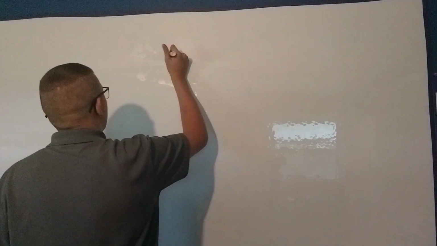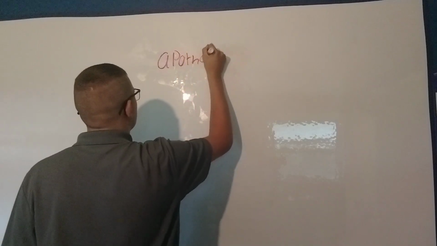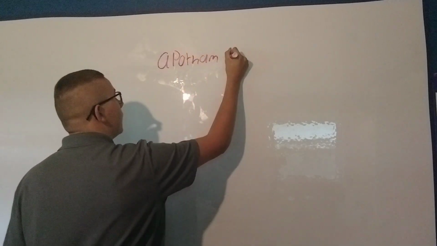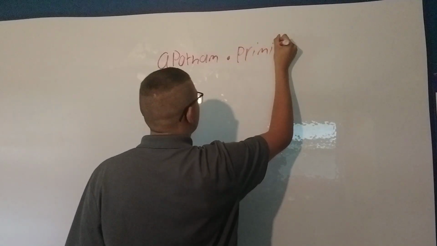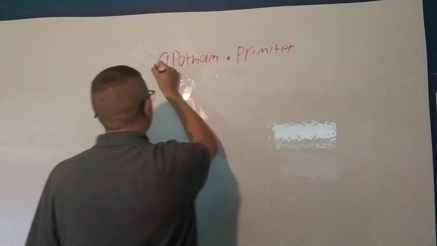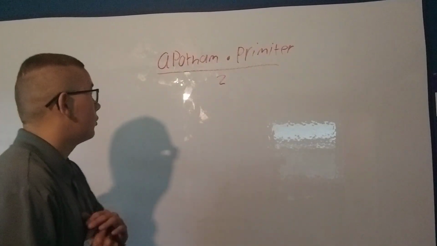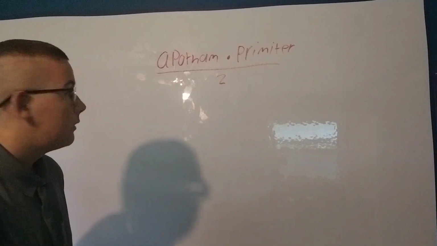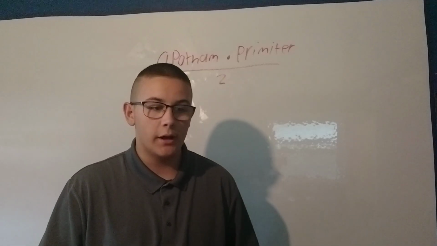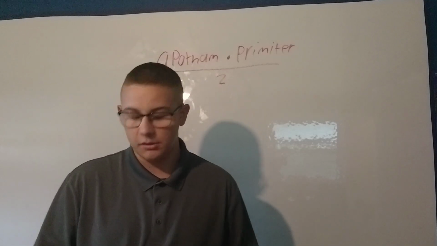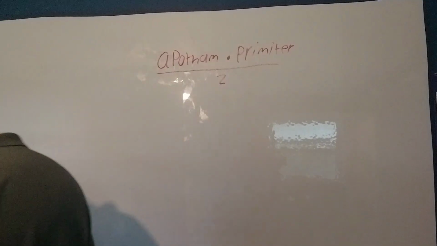It's the apothem times the perimeter divided by 2. And that's your formula for any regular polygon. And it's important that it's a regular polygon. But that's the formula for any regular polygon.